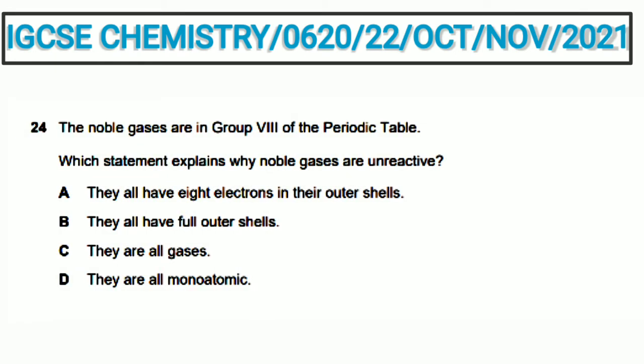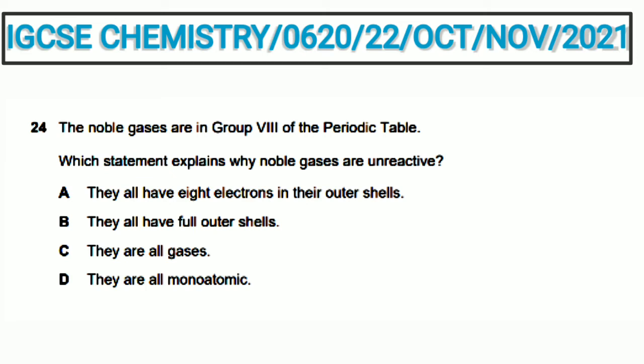Let us do question number 24. The noble gases are in group 8 of the periodic table. Which statement explains why noble gases are unreactive? Statement A. They all have 8 electrons in their outer shells. No, not all of them have 8 electrons. Helium has 2 electrons in the outermost shell. So statement A is incorrect.